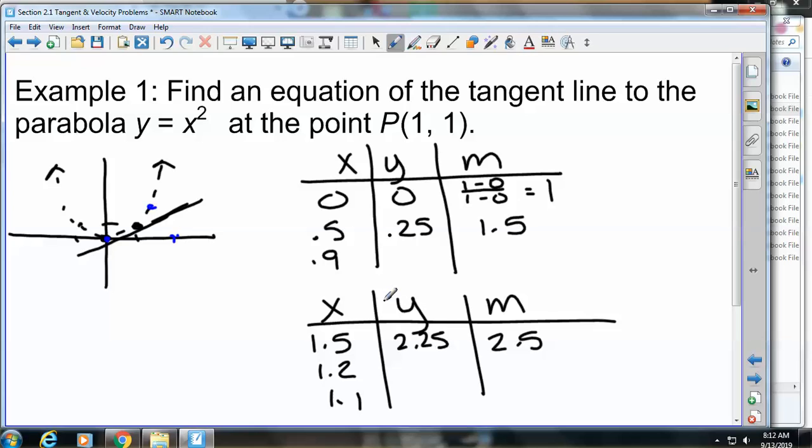Okay, when we put in 0.9, so you do your 0.9 squared and you get 0.81. And then when you did your slope, y minus y over x minus x, what did you get? So you're doing your 1 minus 0.81 over 1 minus 0.9. What did you guys get for that slope? That was my second row of people, I believe. Did you get it?